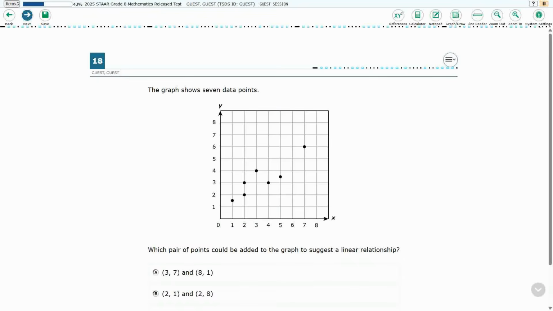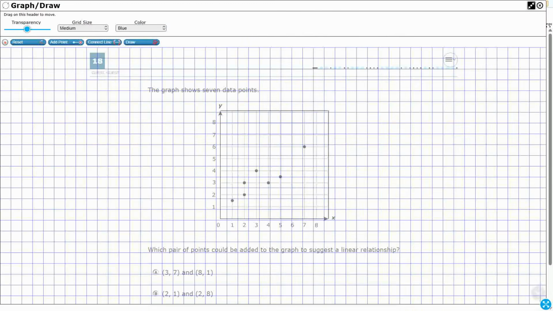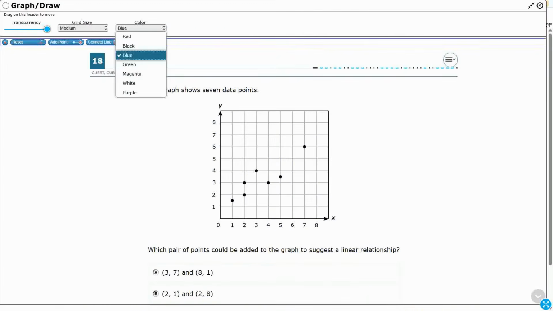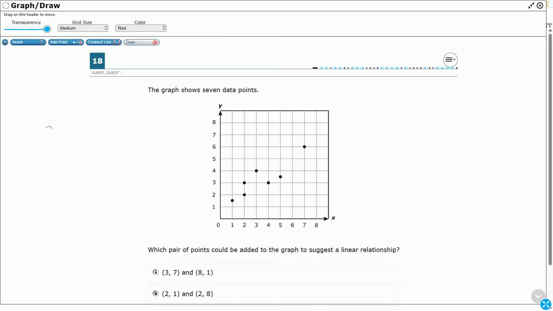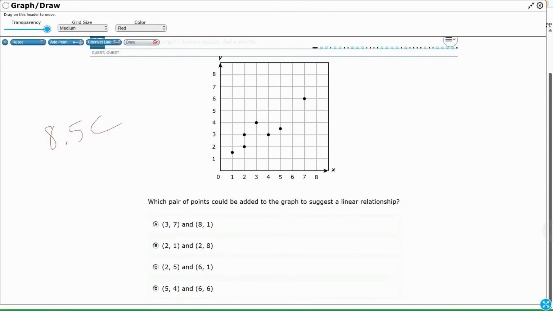For number 18, we are looking at linear relationships. This is 8.5C, and we have a graph. It's got 7 data points. Definitely looks like there's a relationship there. It looks like I can kind of see a line, but it's not a straight line. And so let's do this. Let's draw a trend line.